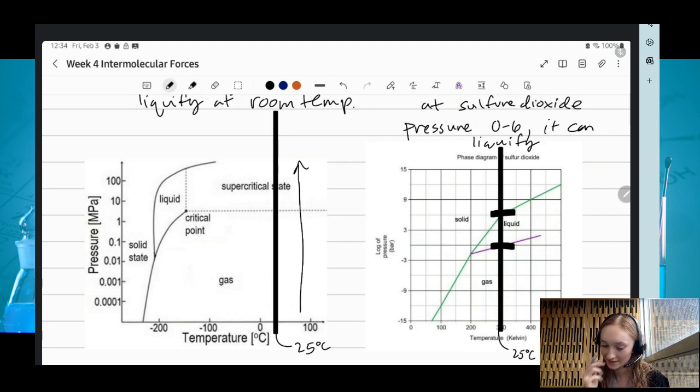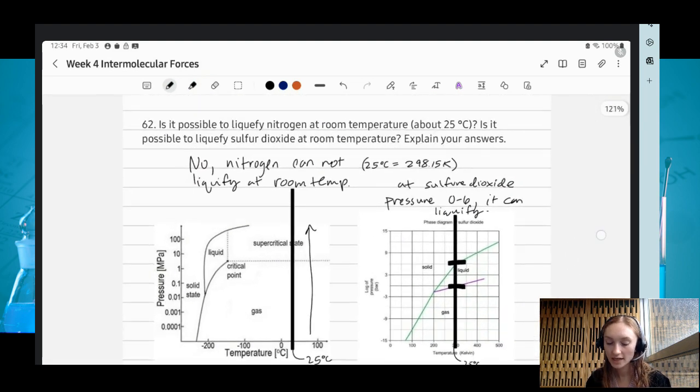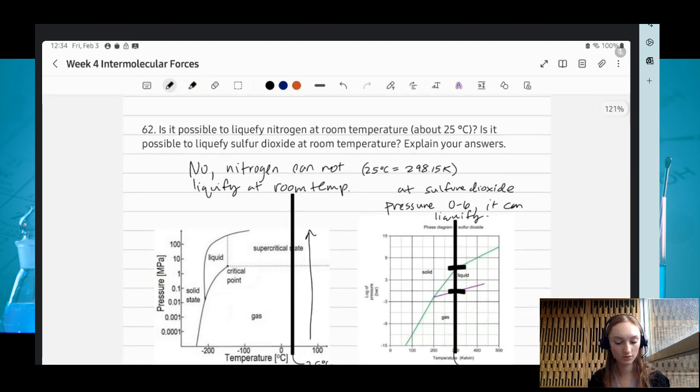At sulfur dioxide pressure, 0 to 6, it can liquefy. So that is the region that you would need to change it to. Because we're holding temperature constant, the only thing we really can do is just increase the pressure, and that's why we can change those states.